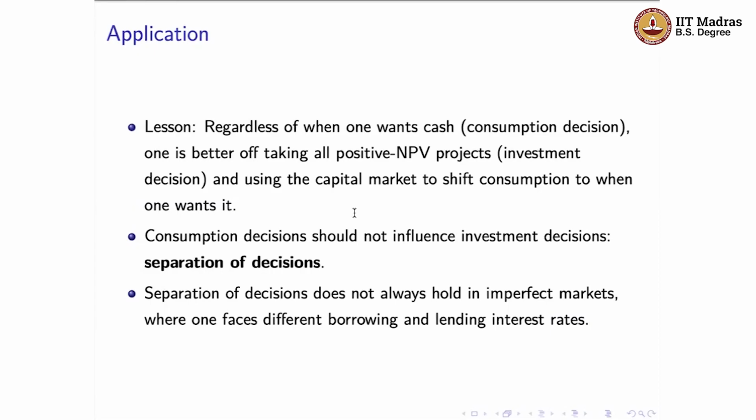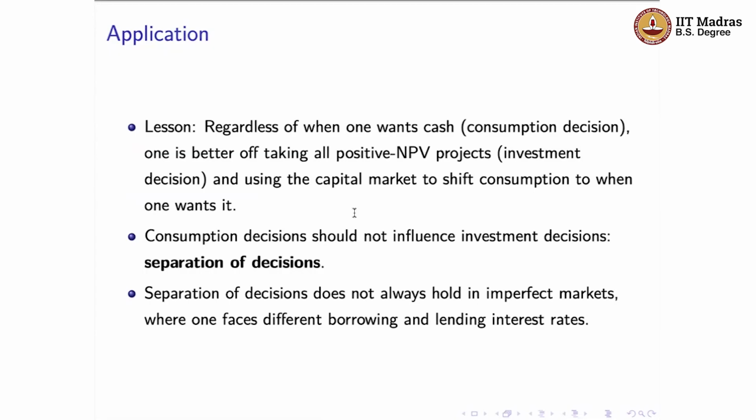Notice that person A, because this person wanted to have most consumption today, actually used the capital market to sell the project and get money for it today. Person B, on the other hand, wanted to get money in the future. So person B put some of his money in the project, which resulted in higher earnings later on, and kept the remaining amount. So what it says is that if you have perfect markets, then consumption decisions should not influence investment decisions. You should think of these two separately.